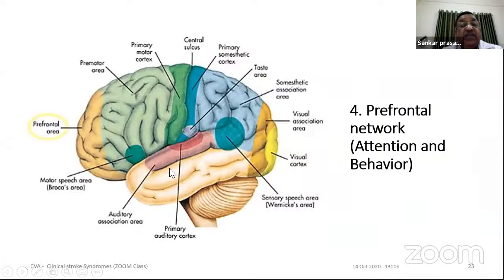Prefrontal network, attention and behavior. The prefrontal area, which is very important, has a dorsolateral prefrontal region, orbitofrontal region, and medial prefrontal region, which can give rise to the various disturbances. Gentlemen, you understand what differentiates humans from animals is the frontal lobes. You see, every other animal also has auditory function, visual function, somatosensory function. What they lack is the frontal cortex, prefrontal areas, which are very well developed in humans and carry higher cortical functions in a big way.